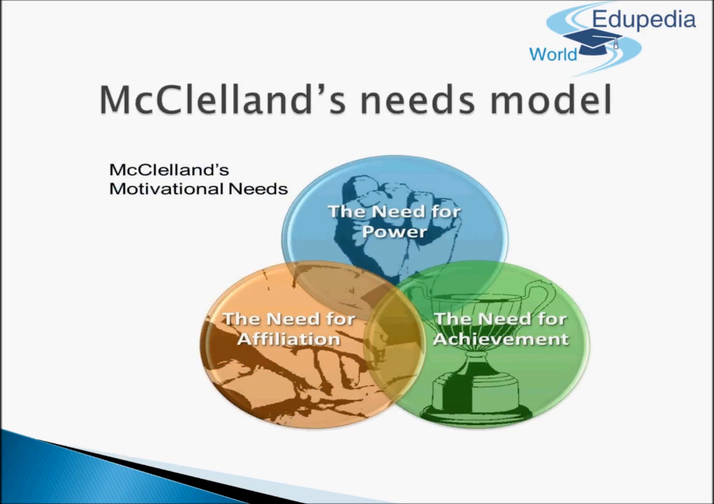Now McClelland's needs model is represented here by the three circles: the need for power, need for affiliation, and need for achievement. Here McClelland has divided the needs into three parts, whereas Maslow has divided into five parts. But these two models are the needs models, whereas Herzberg's theory was a two-factor theory.